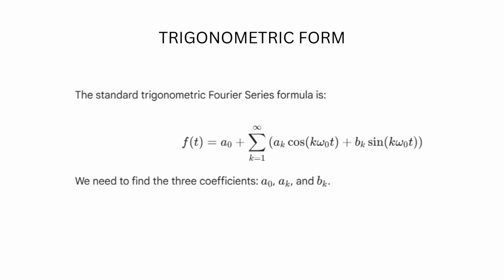To fully describe our unipolar reverse sawtooth waveform, we need to determine three sets of coefficients: the DC component a naught, the cosine coefficient a sub k, and the sine coefficient b sub k. Each coefficient captures a specific contribution of the waveform's shape to the overall signal. In the next steps, we will compute these coefficients using the piecewise function defined earlier.